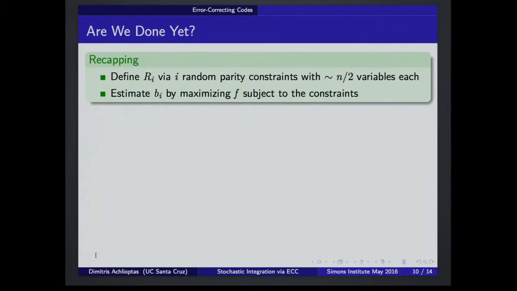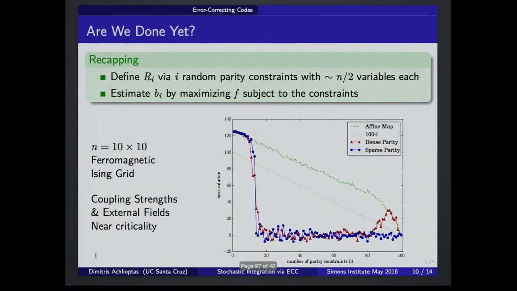Perhaps? Okay. So the math works out, but reality doesn't. If you try to do this, the results are not good unless you go to anything that is above a toy problem. Here's an example where you take a 10 by 10 ferromagnetic Ising grid, and we set the coupling strength and the external fields so that it is near criticality, by which I mean that you have a roughly equal contribution from all states at different energy levels.